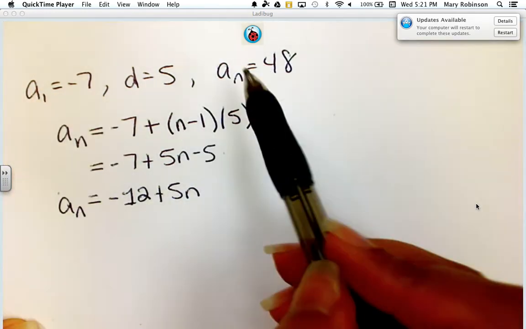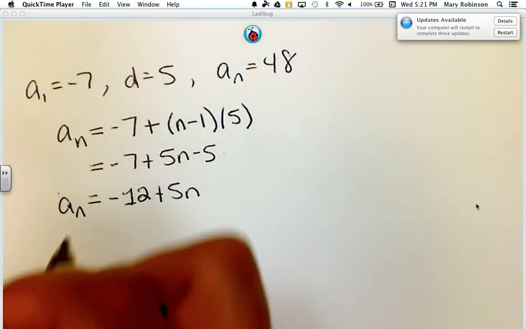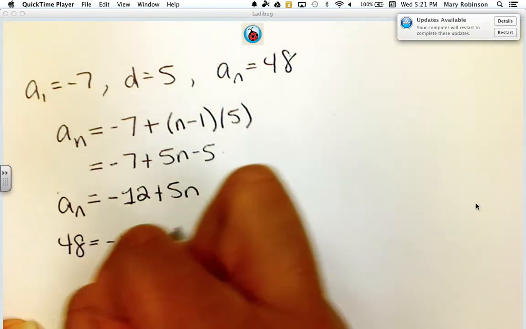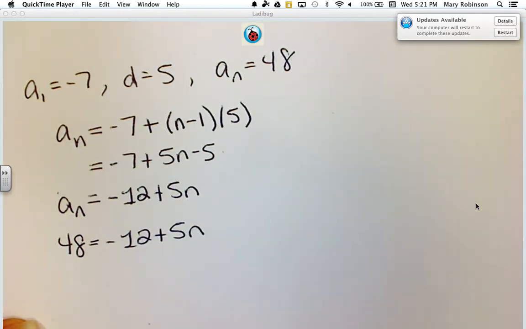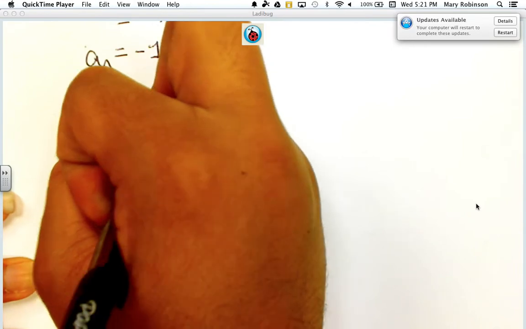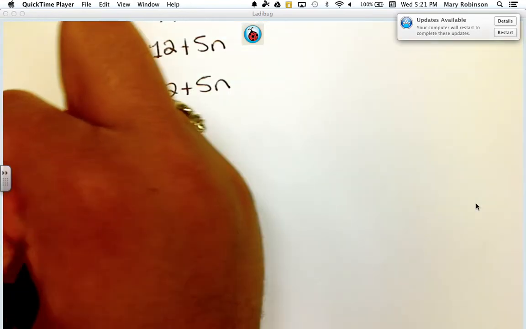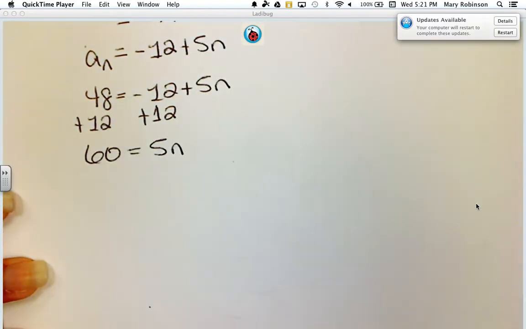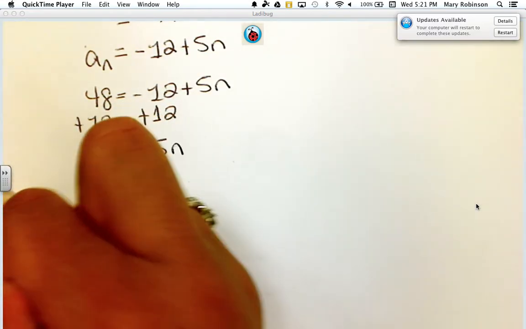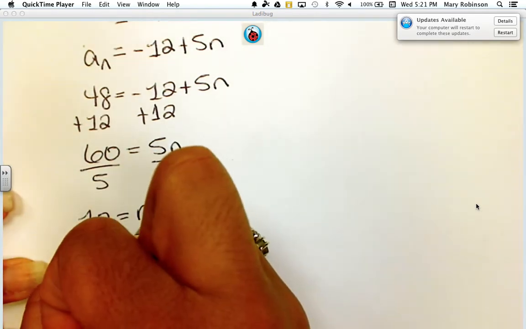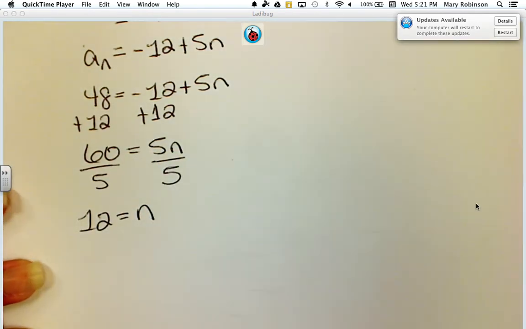They give us a sub n equals 48, so now we substitute that. 48 equals -12 plus 5n. Now we solve for n. We add 12 to both sides, so 60 equals 5n. We divide both sides by 5, so n equals 12. And that's how you do 6a.